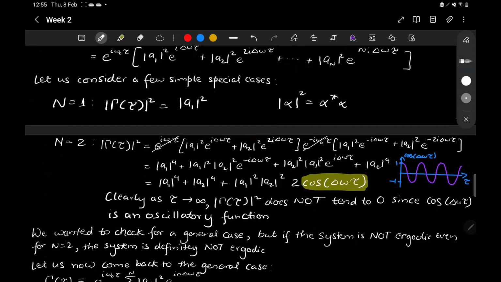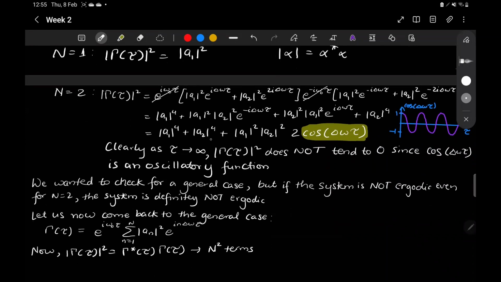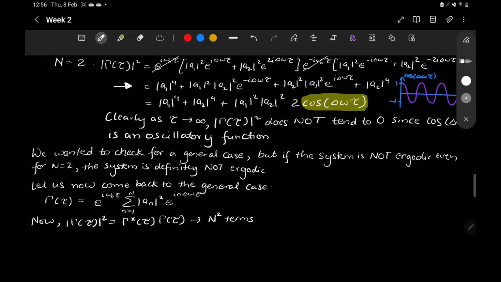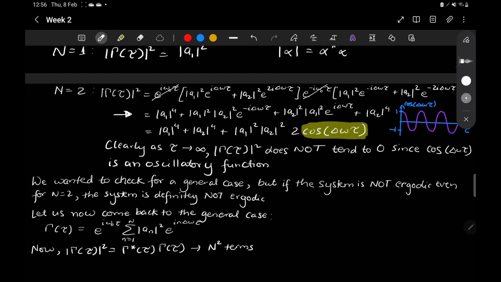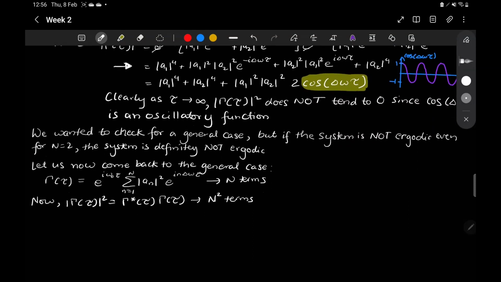Why? Because we saw even with the special case, n equal to 1, 1 squared is 1 term. N equal to 2, 2 squared is 4 terms. You can see 1, 2, 3 and 4 over here in this line. Just expanding. So this is coming because you have n terms in gamma star tau and n terms in gamma tau. So n cross n will give you simply n squared terms. So gamma star gamma tau gives you n into n, which is n squared terms.